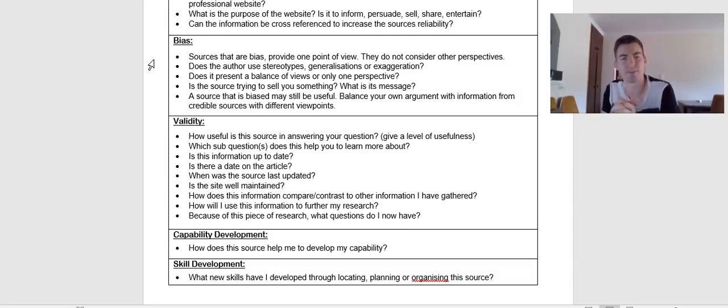So some questions to help you think about that. Does the author use stereotypes, generalizations, or exaggeration when they present their information? Do they present a balance of views, or just one person's perspective, or just one side of the story?